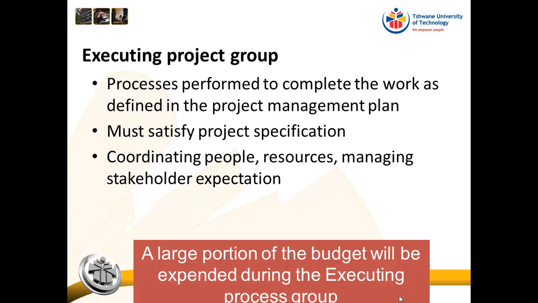Okay, then the executing process group. Processes performed to complete the work as defined in the project management plan. The work that we do must satisfy the project specification, and it's all about coordinating people, resources, and managing stakeholder expectation. A large portion of the budget will be expended during the executing process group. In fact, that's where most of the budget is expended.